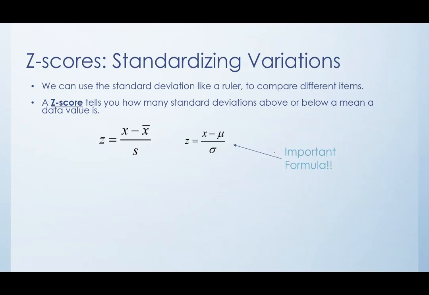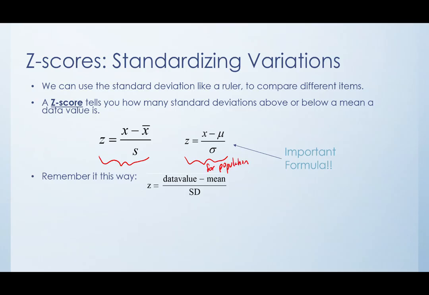I like to think of the z-score formula in words. It is the data value minus the mean over the standard deviation. Because by the time this course is over, you're going to have about 6 different similar formulas for z-scores. And you can see we've already got 2 here. This one is if we have a data value and we're comparing it to the mean and standard deviation of a sample, right? And this one with the mu and the sigma is for if we're talking about a population. So this one will be for population, and this one will be for a sample.